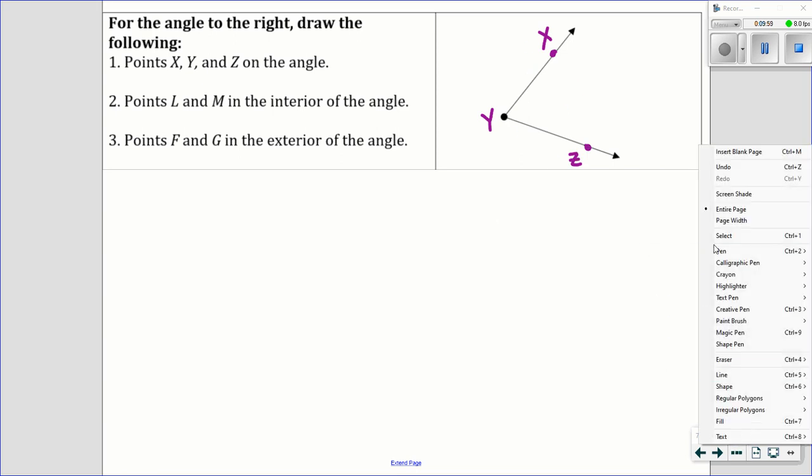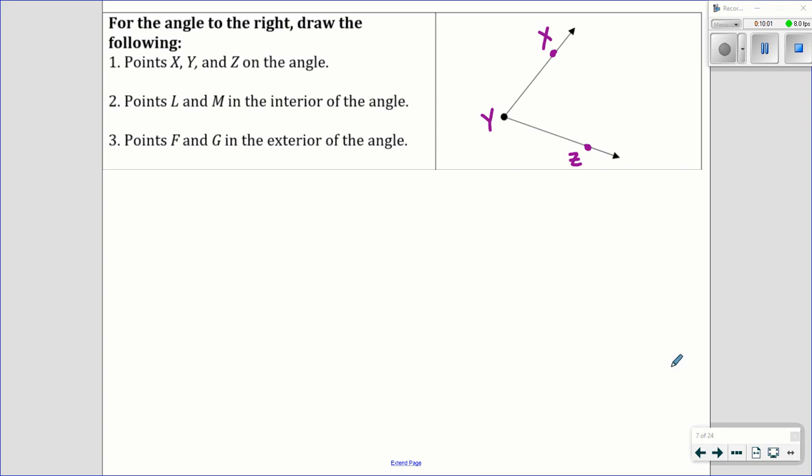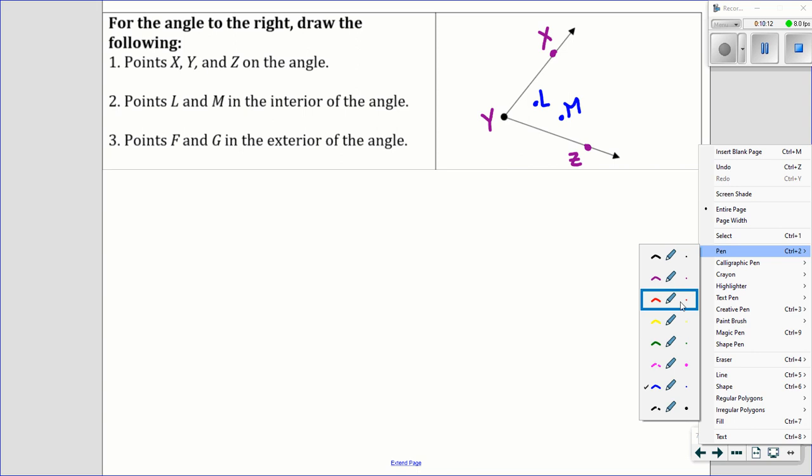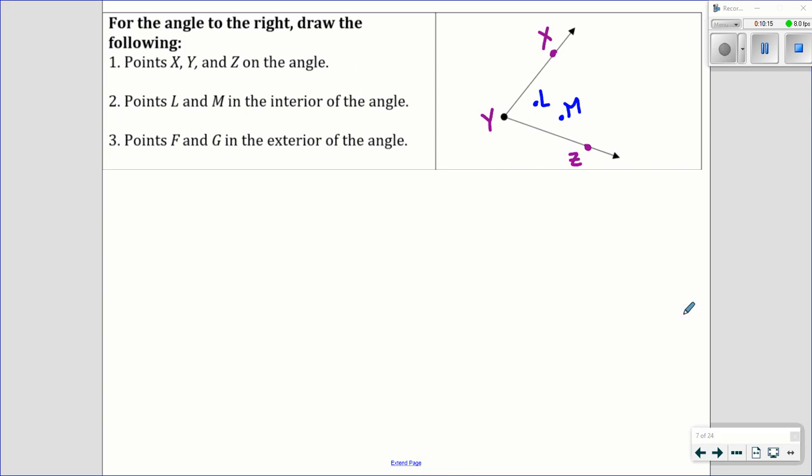They said that points L and M are in the interior of the angle. So this is the interior, the inside. So I'm going to put point L, and I'm going to put point M. They're inside the angle. Then the other one is points F and G in the exterior of the angle. So that means outside, the back side will be here. So I put an F here, and I'll put a G. So we got on the angle, inside, the interior, and then exterior.